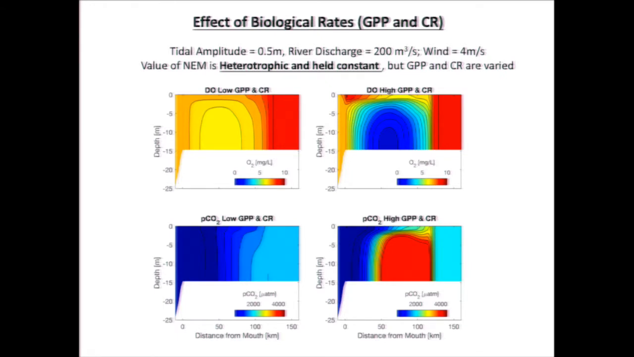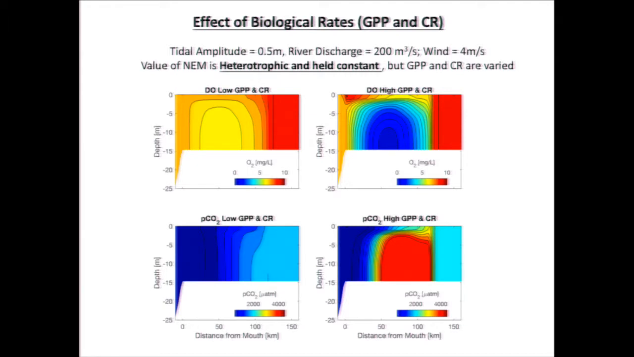The last thing I want to show is just the effect of changing the biological rates. So you can increase the primary production and you can increase the respiration in a way that the net ecosystem metabolism doesn't change. On the left is a situation with low primary production and respiration, and this is the oxygen field. So you do get an oxygen minimum, but it's not very low. And you don't build up a lot of bottom CO2 in this case, because there just aren't the high rates of respiration in the bottom water to do that.